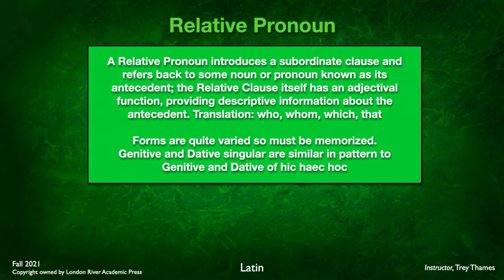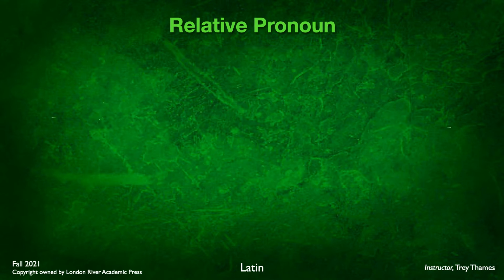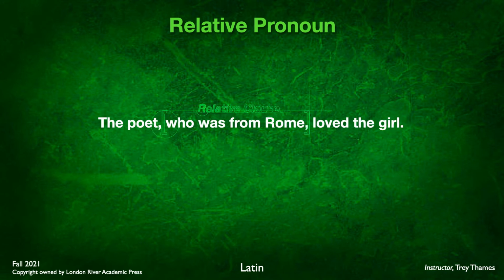So let's look at an example of a relative pronoun in an English sentence. The poet, who was from Rome, loved the girl. Now here we have who was from Rome. This is the relative clause. The relative pronoun is who. The antecedent of who, in other words, who is who referring to, is poet. And so you've got the relative pronoun who, the antecedent poet.